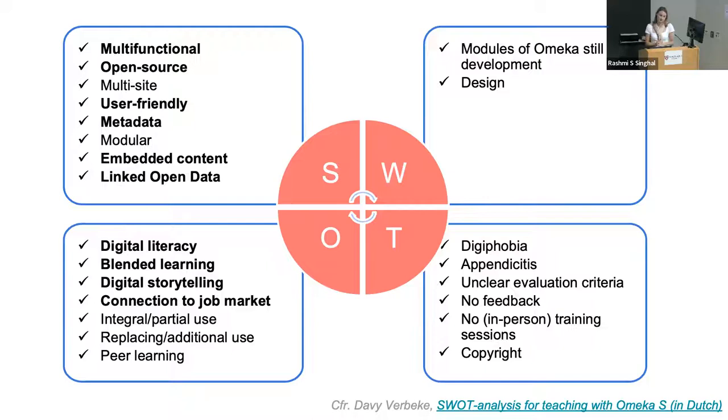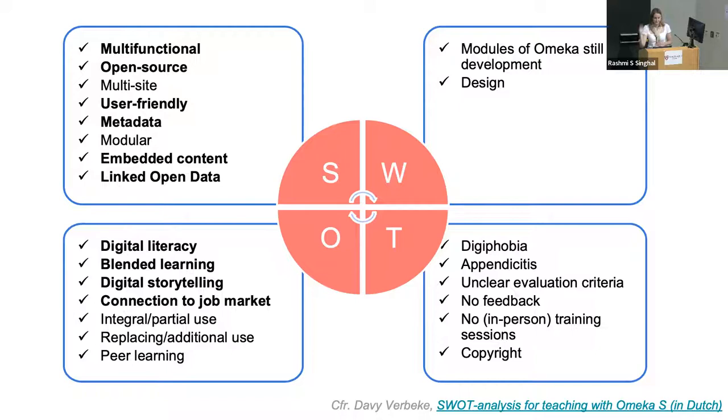So the recurring threats were digiphobia: I don't like digital, I don't like doing it. It was an often recurring thing. And appendicitis, a word my colleague Davy Verbeke came up with, which means seeing it as a necessary assignment without any actual benefits. Or, oh, it's necessary, you have to do this for school, for the uni, for the connection to the job market, whatever.